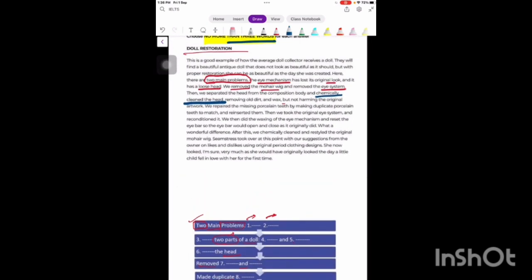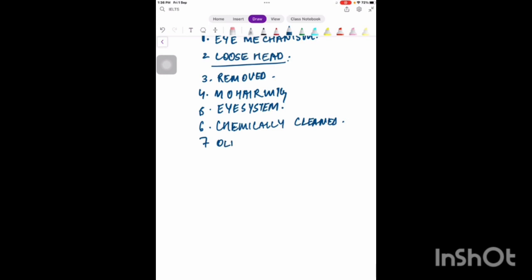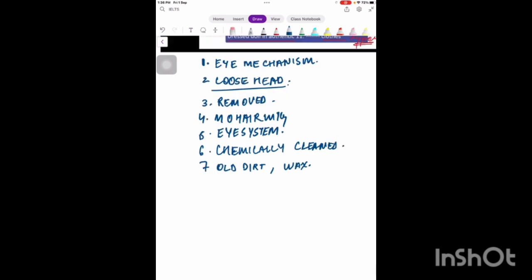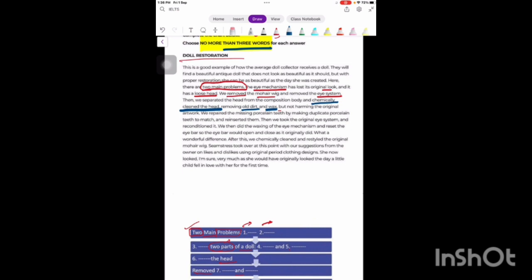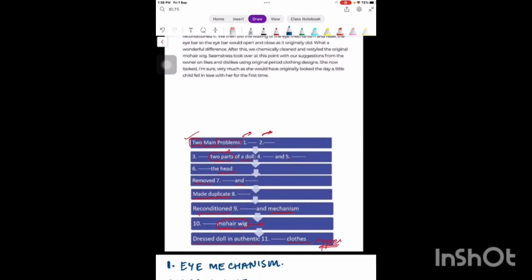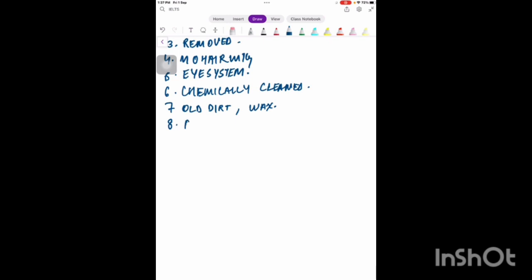Removed dash and dash. So removed old dirt, wax. So seventh answer is old dirt and wax. Pretty simple, right? Self-explanatory. Made duplicate something. We repaired the missing porcelain teeth by making duplicate porcelain teeth to match and reinserted them. So made duplicate porcelain teeth. Eighth is porcelain teeth.